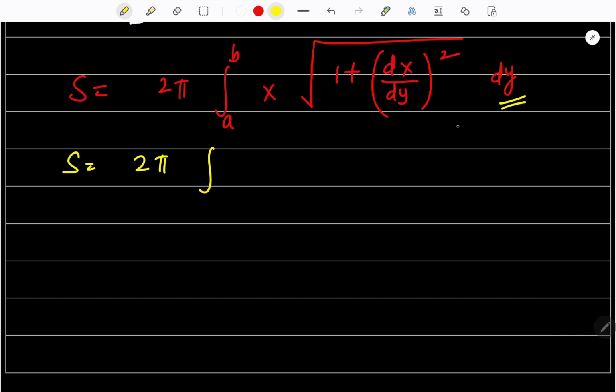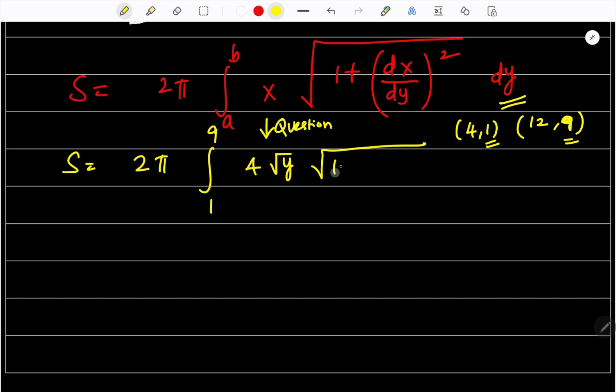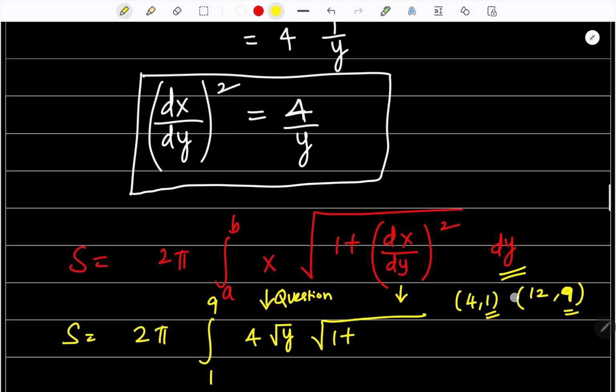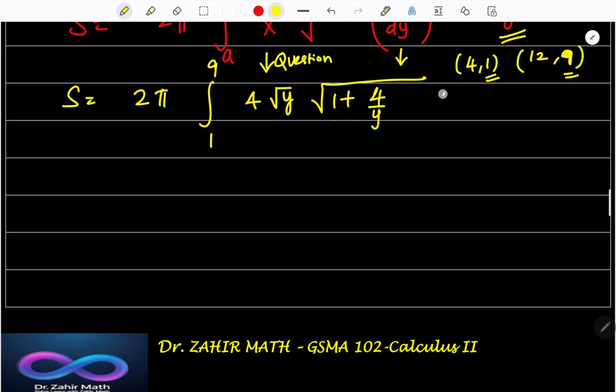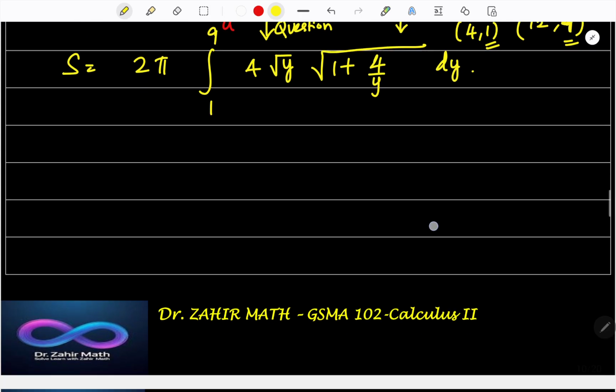So what is the point given? The point is 4 comma 1 and 12 comma 9. So the y points are 1 comma 9, so it is 1 to 9. Okay. So what is your x? 4 square root of y. This is given in the question. Keep in your mind. And then square root of 1 plus, what is your dx by dy the whole square? Just now we calculated, which is 4 over y, times dy.